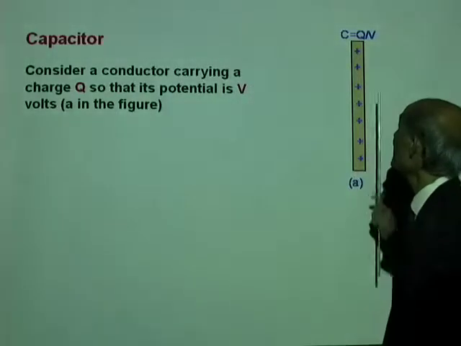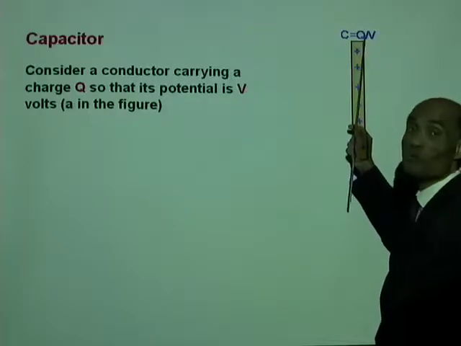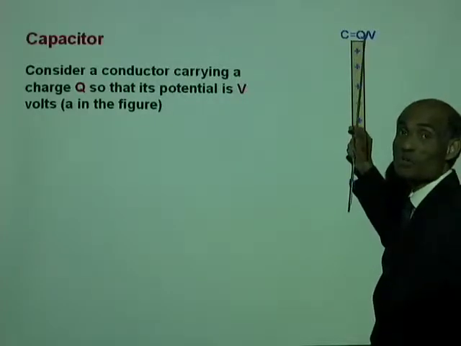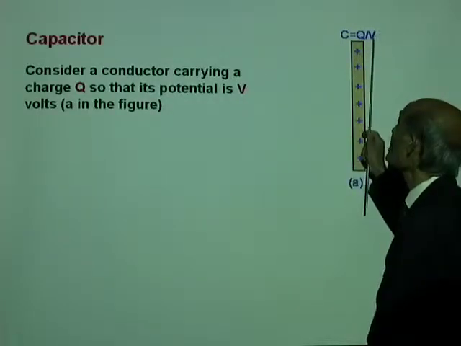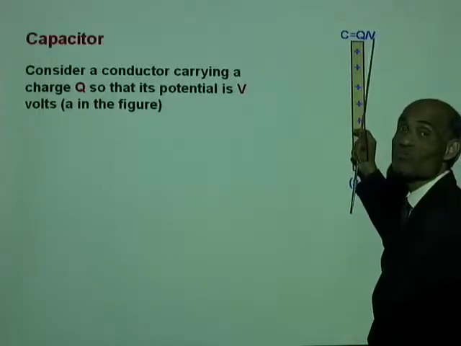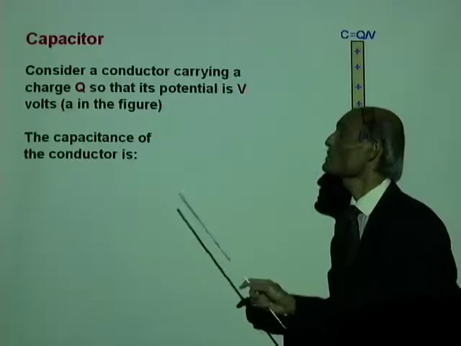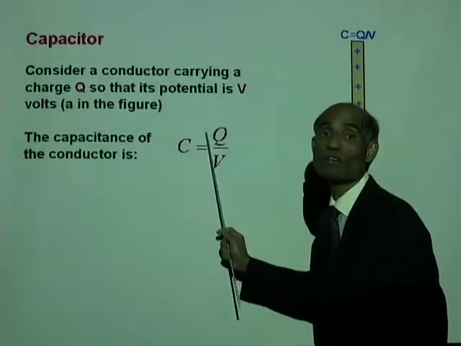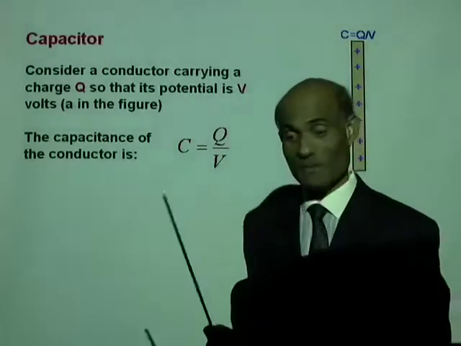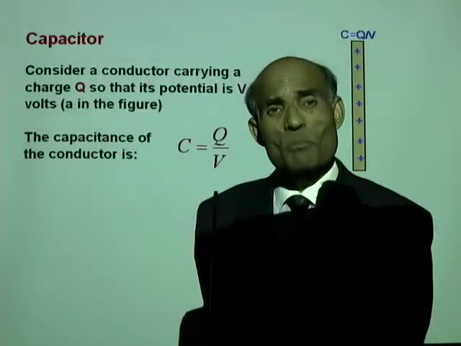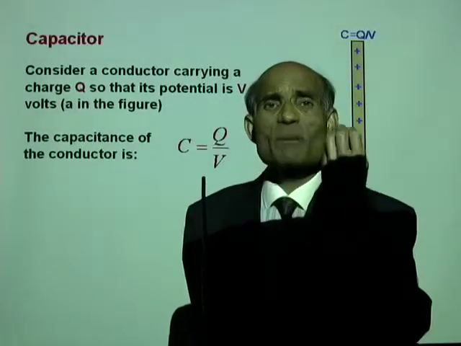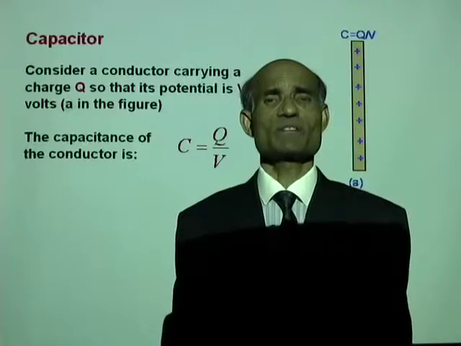This conductor carries a charge Q. When a charge Q is given to it, its potential is raised to V so that its capacitance C equals Q over V. Now tell me, is it possible to increase the capacitance of this conductor?